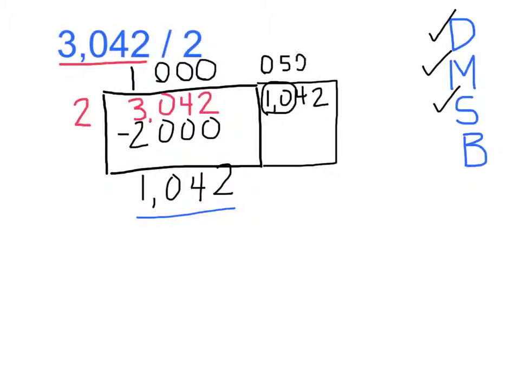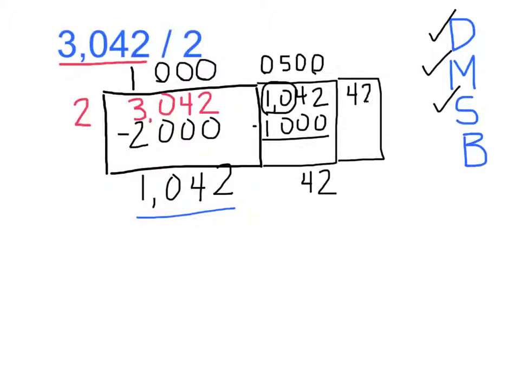Now remember your 0 buddies. We've just divided. The next step that we're going to do is we're going to multiply 500 times 2, which is 1,000. We're going to subtract and bring down any remainders, and we have 42. Again, 42 is not smaller than 2, so we're going to draw another box and put 42 on the inside. Repeat. 2 can go into 4 2 times.